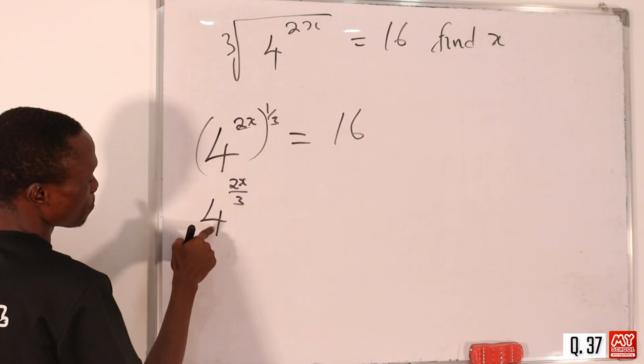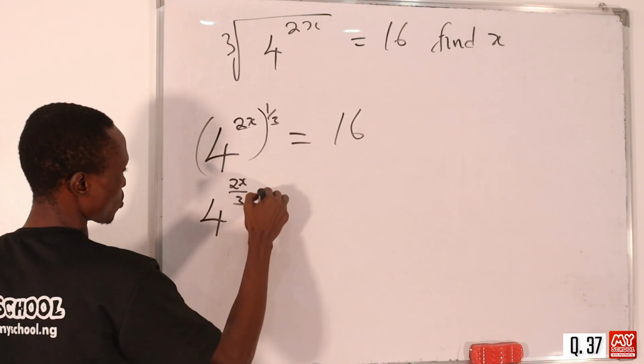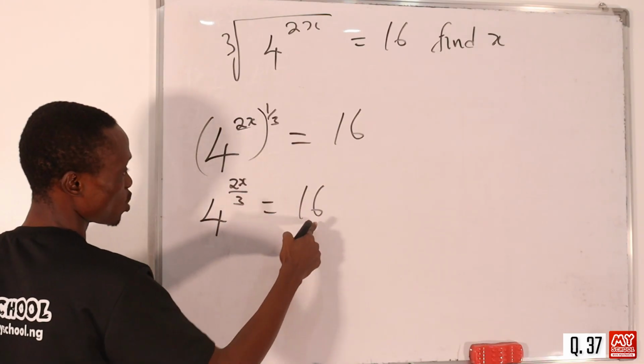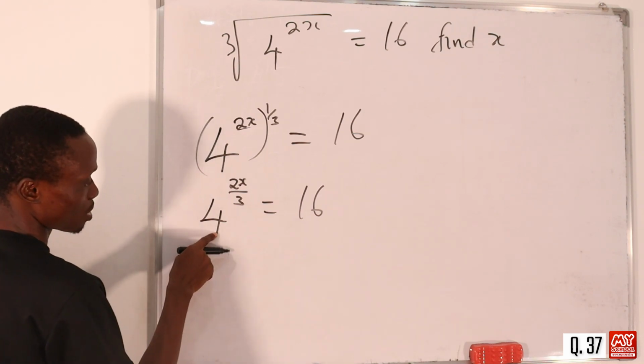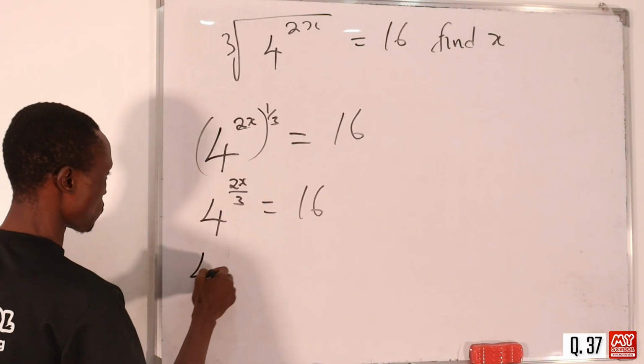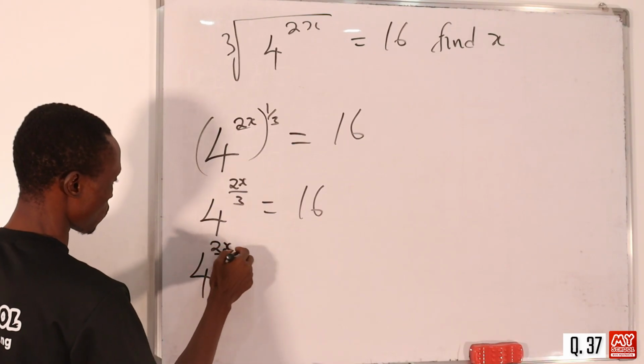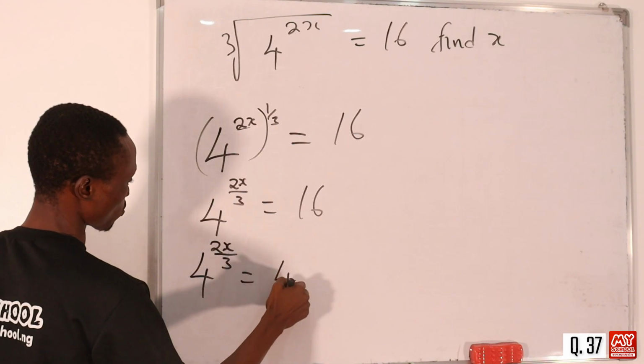Now our base here is 4, but if you look at the other side, we have 16, which we can express in index form so that it has the same base as 4. So in this case, we have 4 raised to power 2x over 3 is equal to 4 raised to power 2.